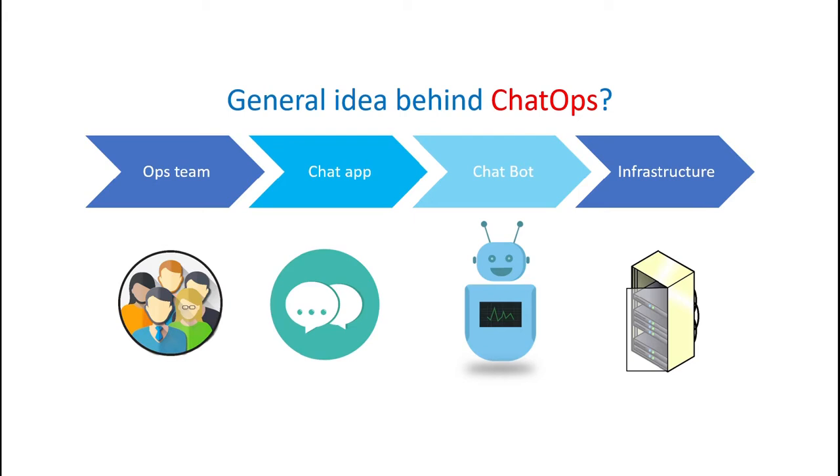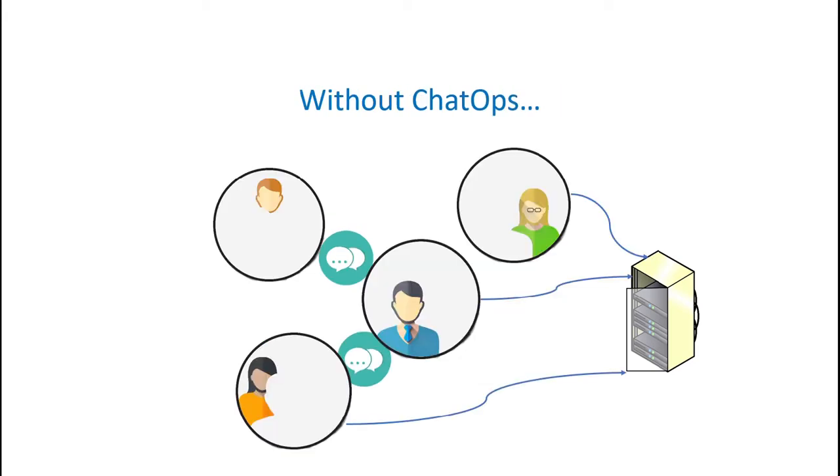Alright, so what is ChatOps? ChatOps is actually a flow of interactions that starts with an Ops team that is using chat applications to make some decisions and discuss the operation. And on the other hand, there is a chatbot that is listening to those conversations and just executing the orders on the infrastructure.